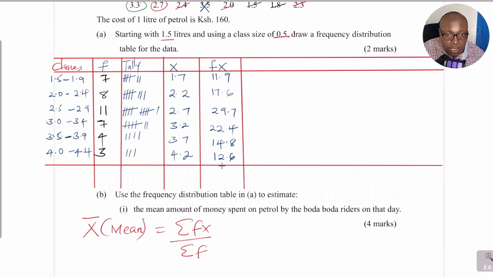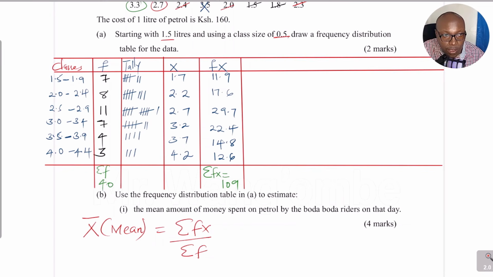Then after that, you have to get the sum of that column, the summation of fx. We add everything. So 11.9 plus 17.6 plus 29.7 plus 22.4 plus 14.8 plus 12.6, you get 109. And then total frequency, the summation of frequency, that one you know it is 40.